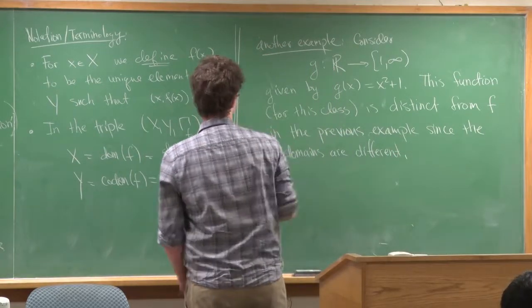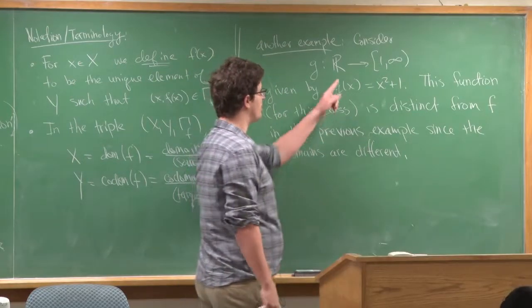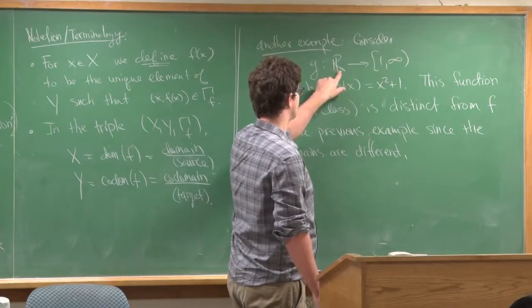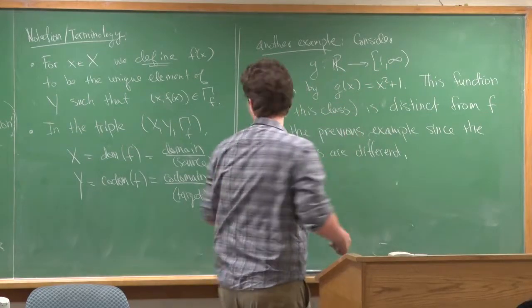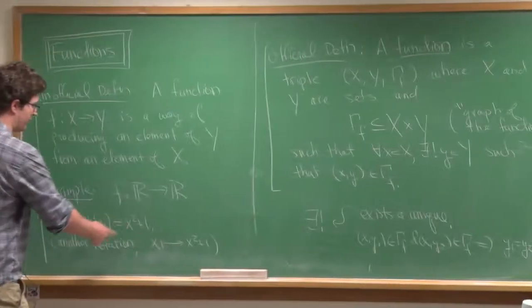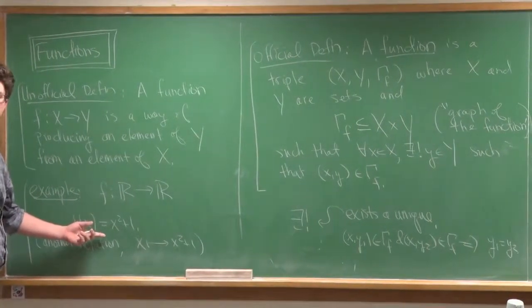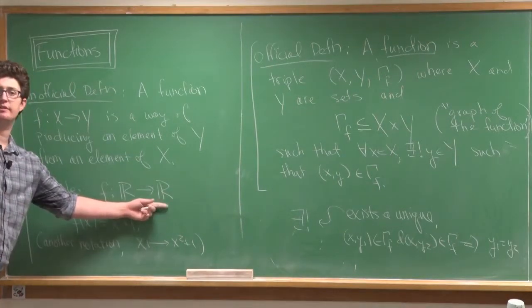Okay, so here, I'll just use some words and then I'll define the words later. But here, this function is what's called onto. Everything in the codomain is hit. This function here is not onto, because say -100 is never hit. So these functions are considered different because of the way that I specified the codomain.